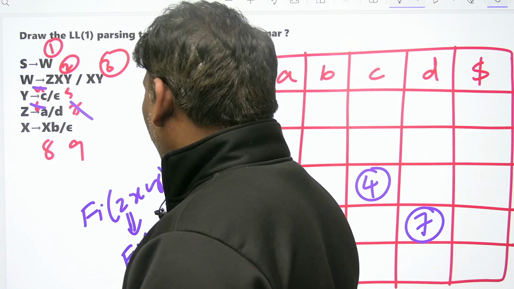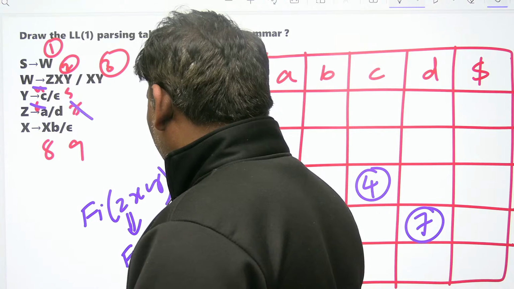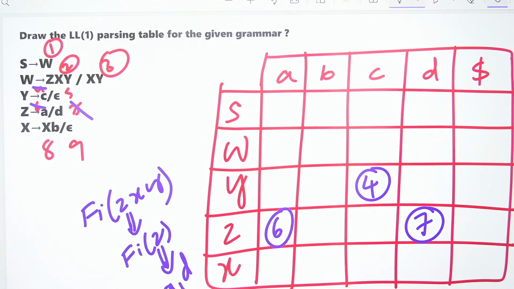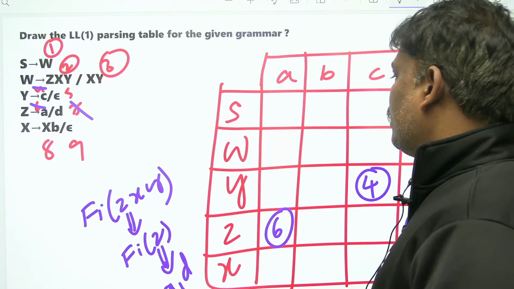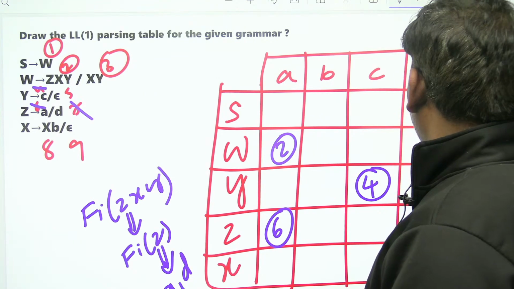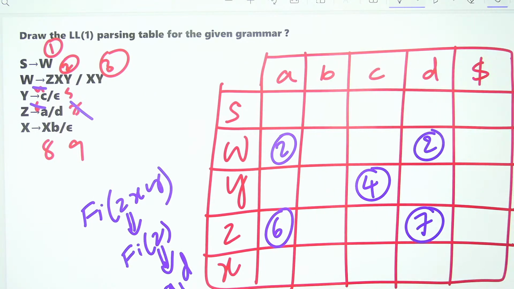What is the first of Z? First of Z is AD. So the second production will go to W row, and the column is first of ZXY, meaning first of Z, which is A and D. So in W row, A and D, the second production goes. That's perfect.